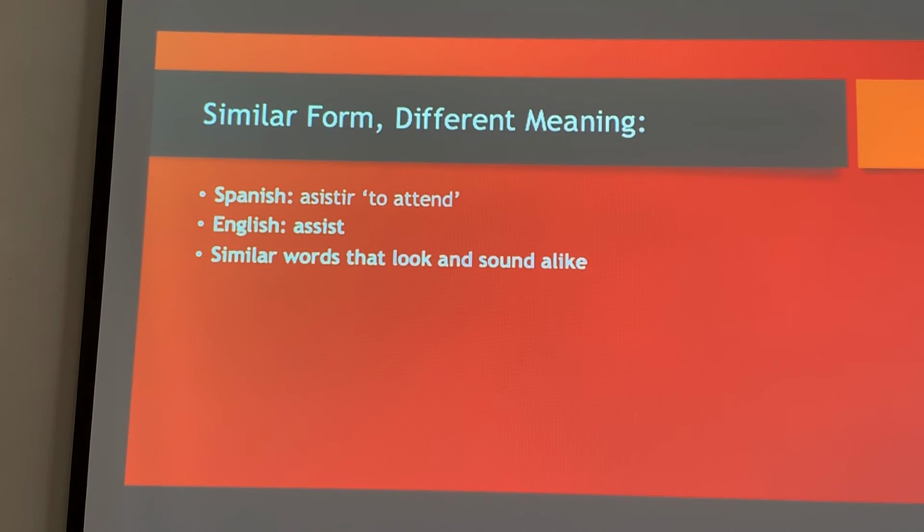The final type of interference is similar form but different meaning. You have there 2 words that are very similar. They look and they sound alike, but they have a different meaning. In the Spanish word, you have asistir, which means to attend, and in English you have assist, that can mean help, or it could be used as a basketball term, an assist, when a person helps another person get a bucket. So those are the different types of interferences.